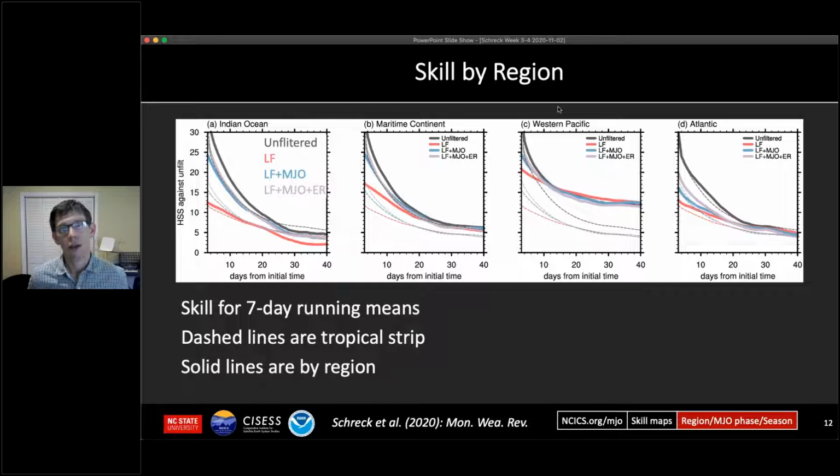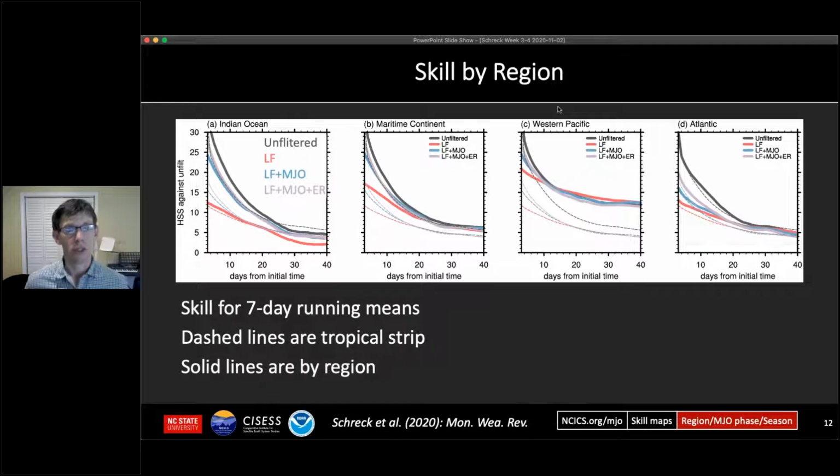So in most of these regions, the unfiltered is going to still be the best. That just using the raw model, the model kind of knows what it's doing, and that skill does decrease with time as you go farther out in lead time. But the other wave modes are generally below it, with the exception of the Western Pacific, where after essentially week 2, the low frequency is better than anything else.